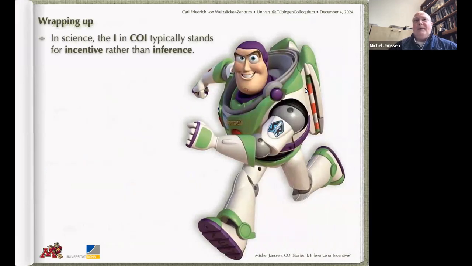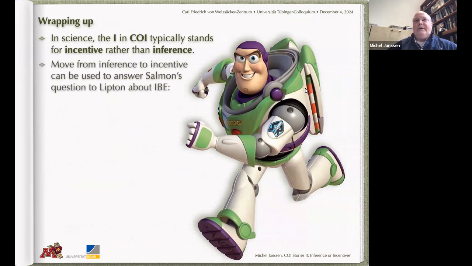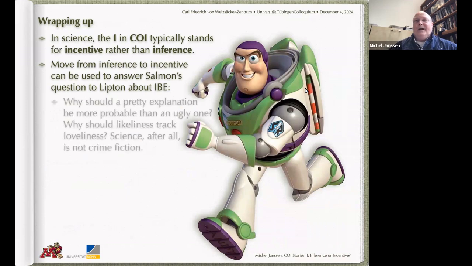All right, so I'll wrap up. I've now come to believe that the I in COI typically stands for incentive rather than inference. And that move from inference to incentive can be used to answer Wes Salmon's question to Peter Lipton about IBE: why should a pretty explanation be more probable than an ugly one? Why should likeliness track loveliness? Science is not crime fiction.